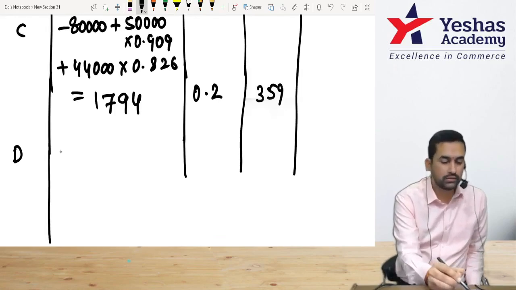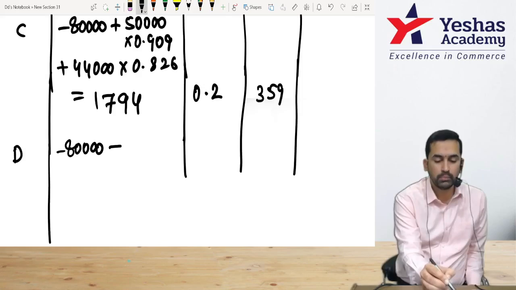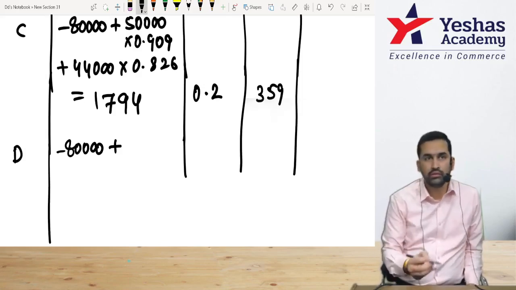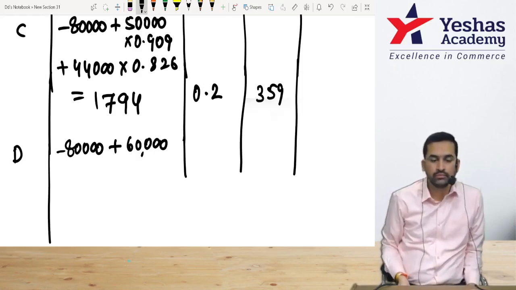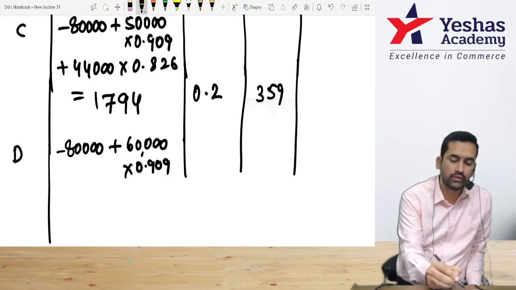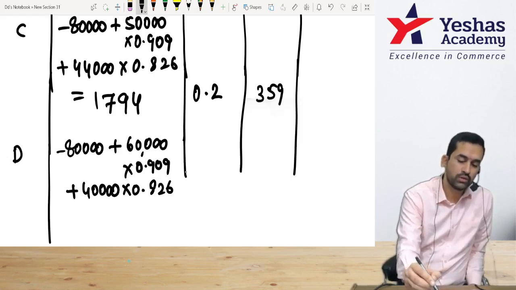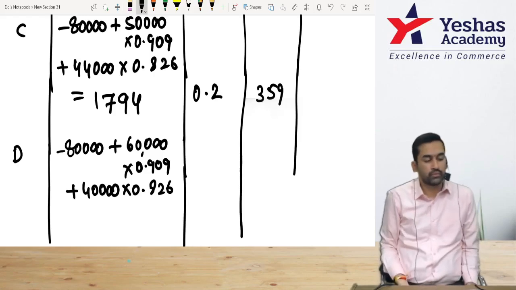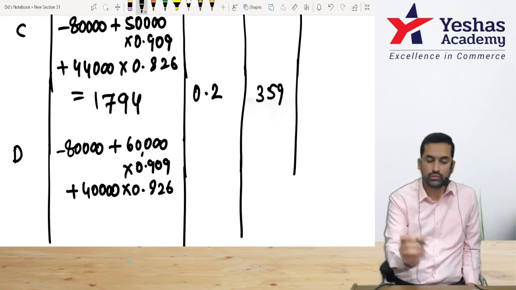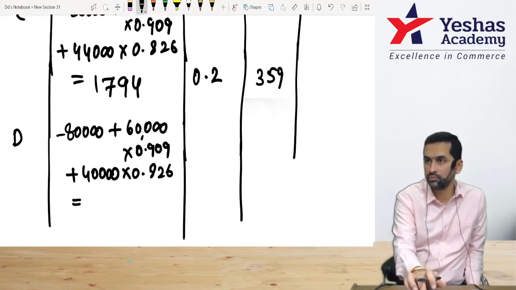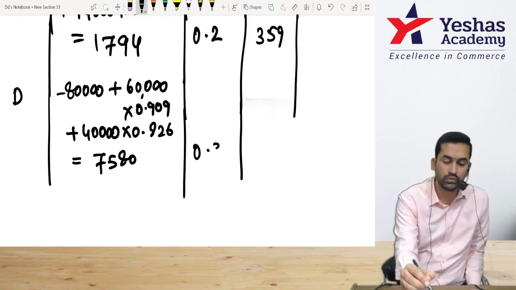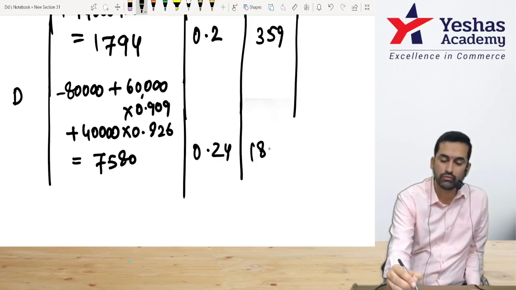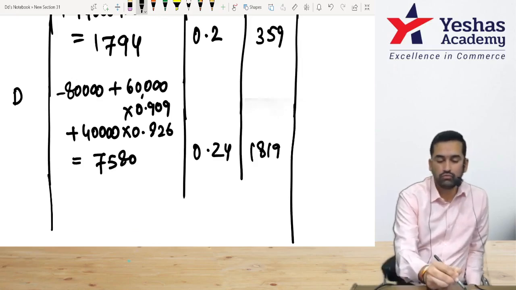Now path D, when you are working out, minus 80,000, this will be now 60,000, correct, into 0.909, and this will be 40,000, 0.826. You have the number? Positive. And this was 0.24. 1819. One second, stop writing.